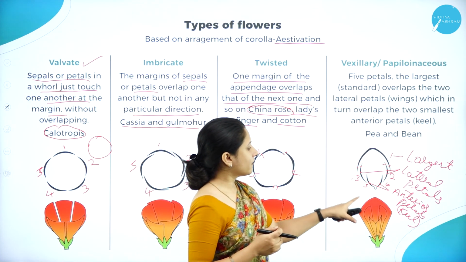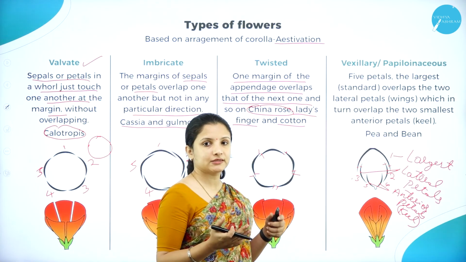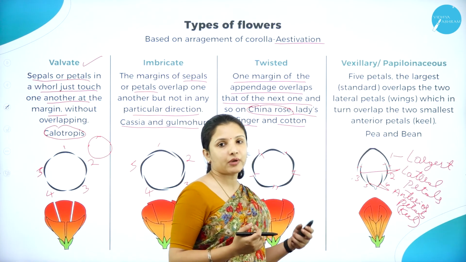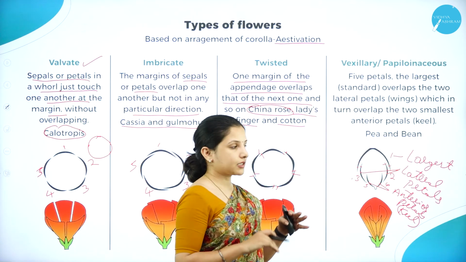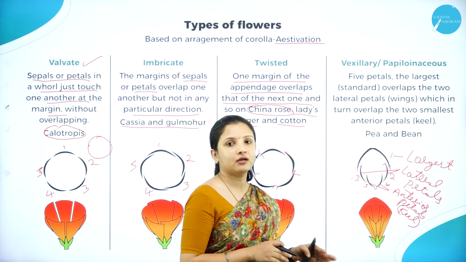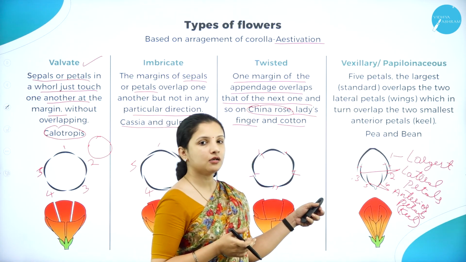Why? Because it is also called papillonaceous estivation because it looks like a butterfly. The lateral petals are also called the wing petals. So since it looks like a papillon, meaning butterfly, papillonaceous means it looks like a butterfly.